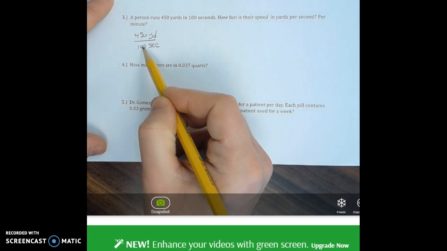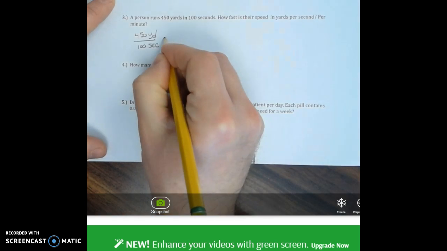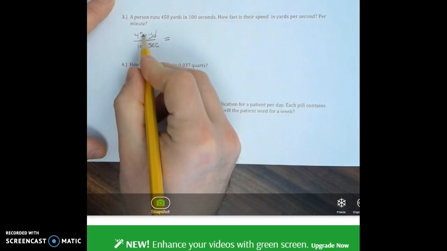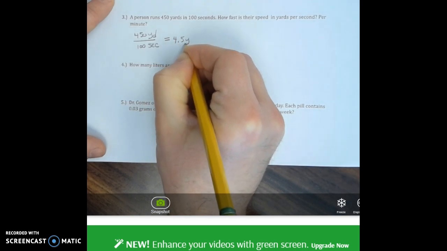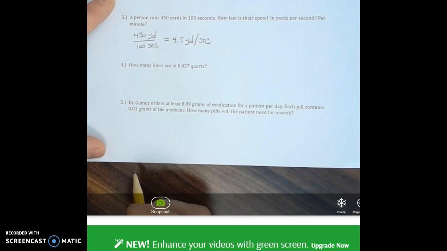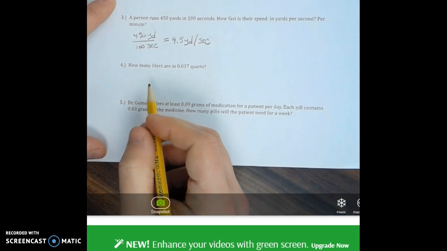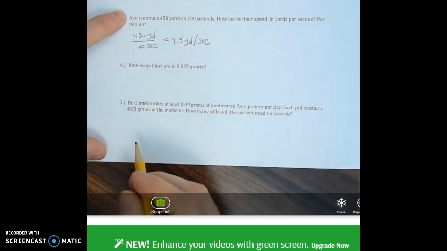450 divided by 100 will tell me how many yards they would be able to go in 1 second. If you do that division, 450 divided by 100, they can go 4.5 yards per second. So that's their speed in yards per second. They can go 4.5 yards per second. Now we're going to use that to answer the second part.